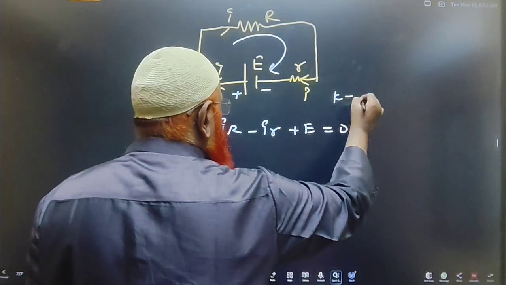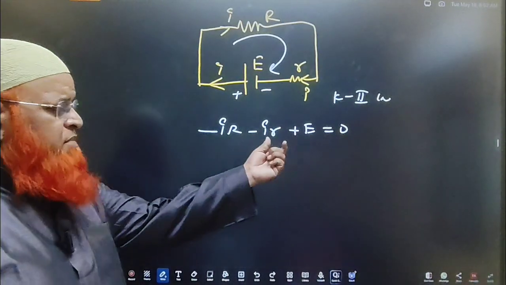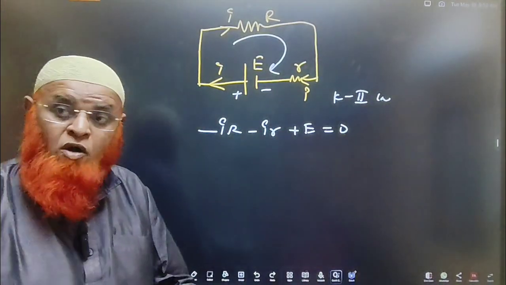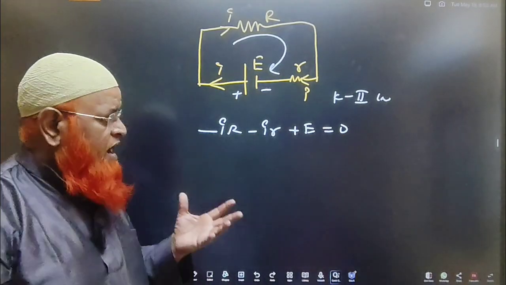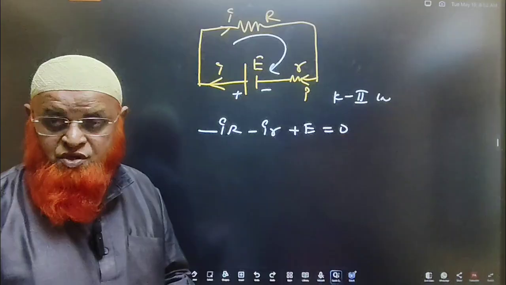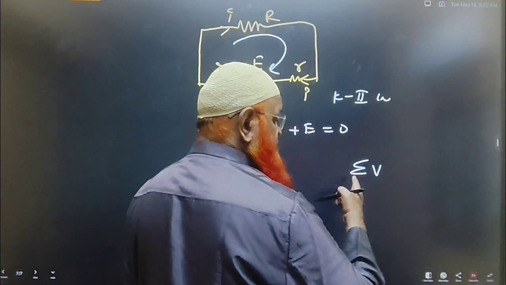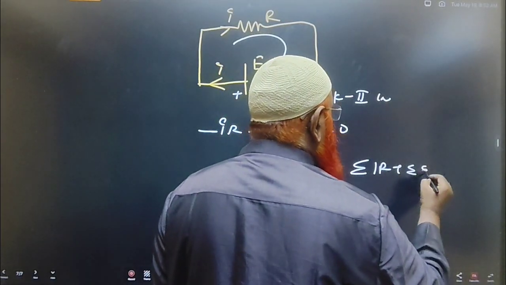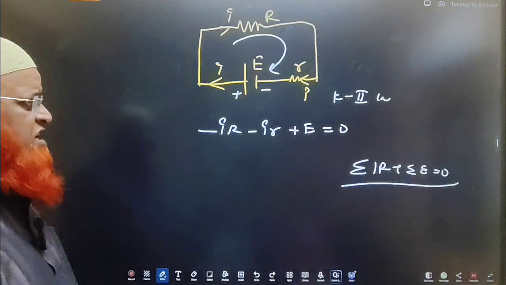This is called Kirchhoff's second law, which says that the sum of the EMFs and the sum of the potential drops is going to be equal to 0. The algebraic sum means what? Either it is negative or positive, you have to add them, and that is going to be 0. That is Kirchhoff's second law: the algebraic sum of potentials, which is nothing but I into R, plus the algebraic sum of EMFs is equal to 0. Is it understood? Same thing I have applied.